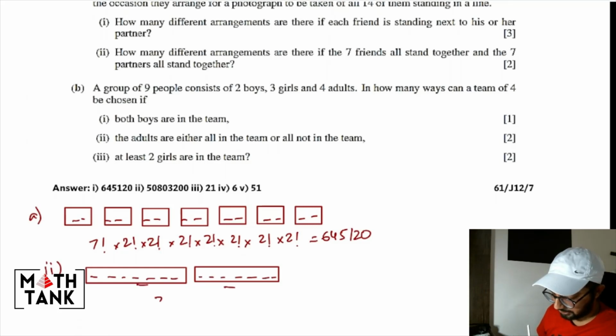So 2 dashes, 2 factorial, then inside the box, 7 factorial into 7 factorial. Quite a huge number: 50803200.